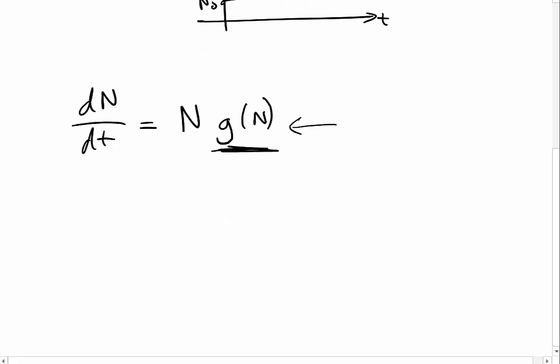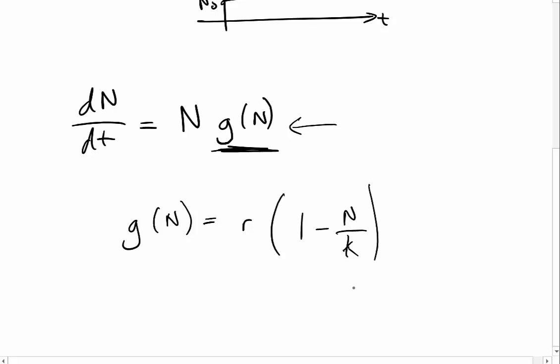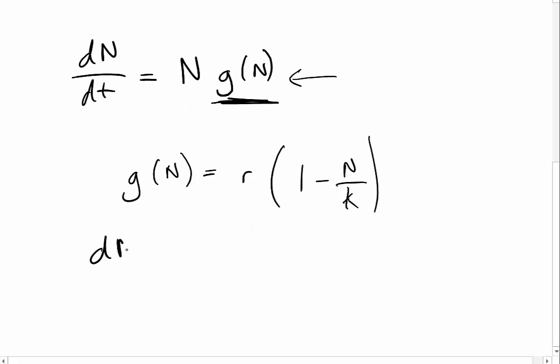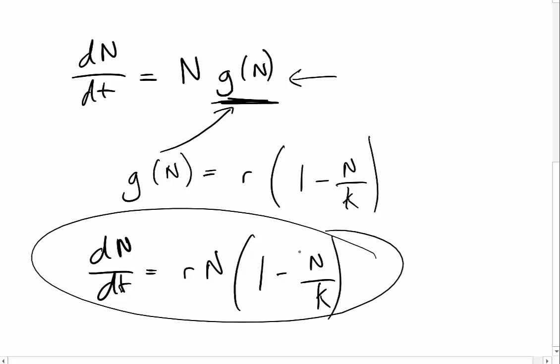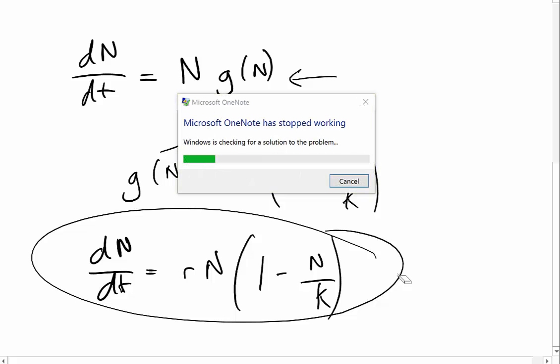Basically, what Verhulst came up with was that g of n should be equal to r times 1 minus n over k. Now you may think, hang on a minute, why should that be true? What he put forward was that dn by dt should be equal to n times this thing, so n times r times 1 minus n over k. I'm just going to write it out like this, in alphabetical order, r n times 1 minus n over k. All I've done here is put g of n back in there, and I've managed to get this out again.